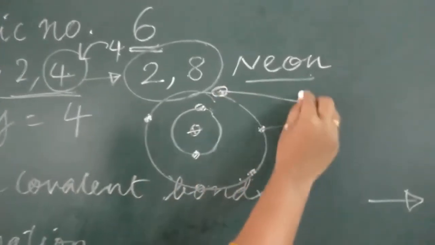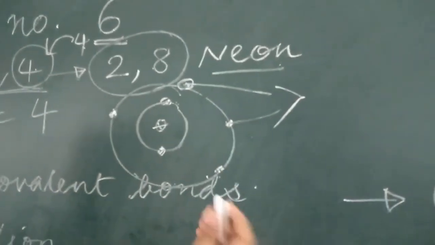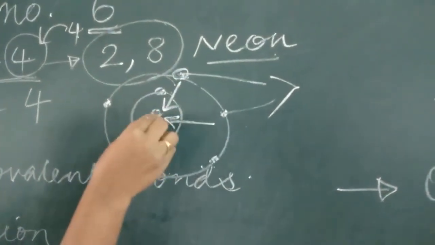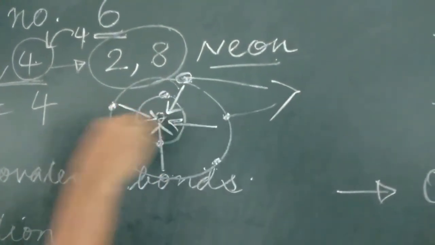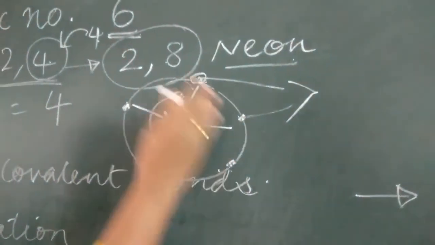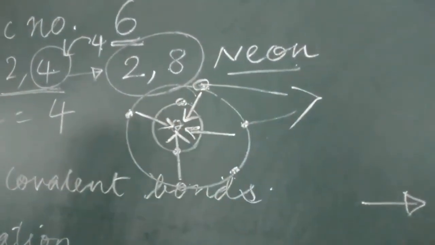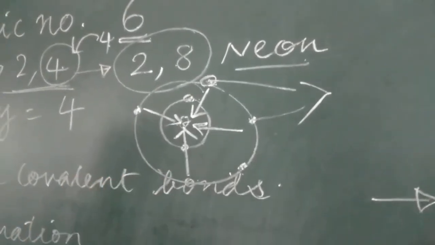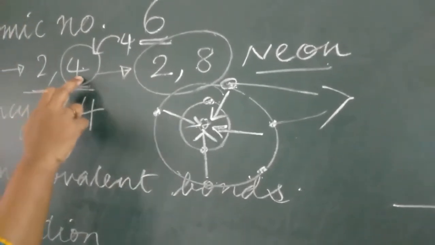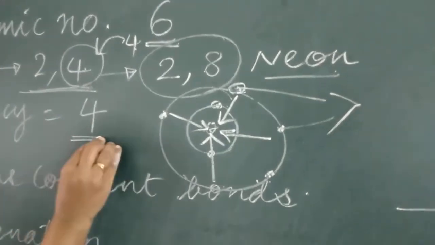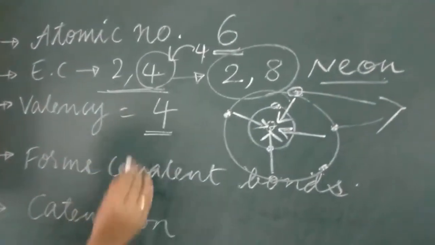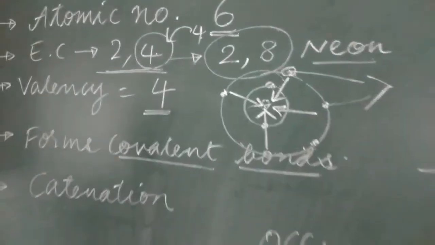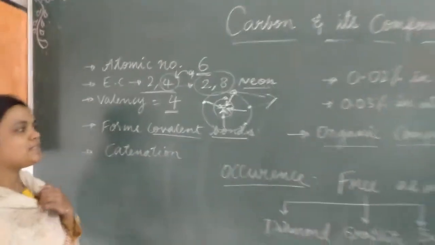It cannot lose all the 4 electrons also because these electrons are held strongly by the nucleus, children. So it's difficult to remove all the 4 electrons also. So the only option left is sharing of electrons. So it shares 4 electrons. That's why the valency becomes 4. Sharing means it is a covalent bond, children. So carbon always forms a covalent bond.